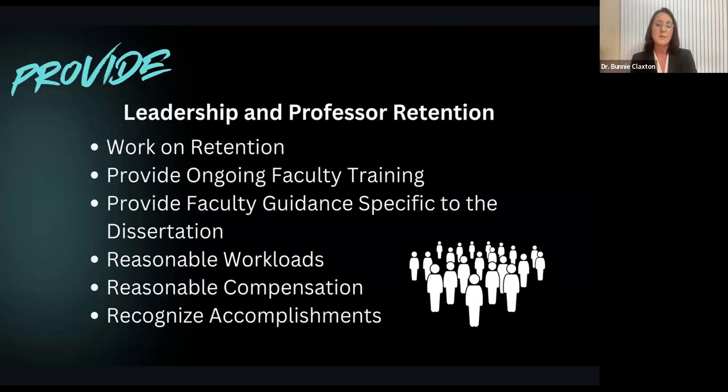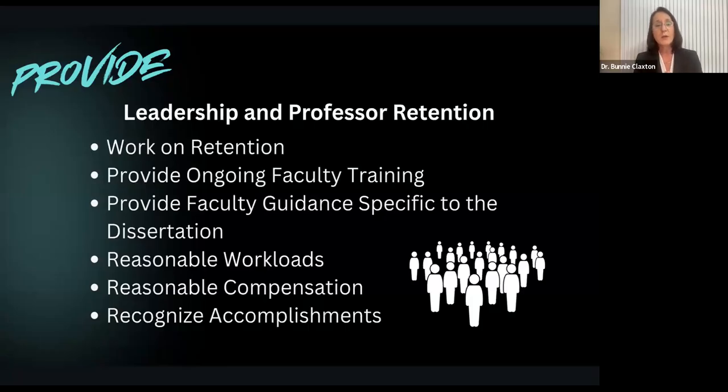And so we need to compensate them. And then we need to recognize their accomplishments. I'm not sure that we ever get so old that it doesn't feel good for someone to recognize when we've achieved something. And so we want to make sure that we're working on retaining our leaders.